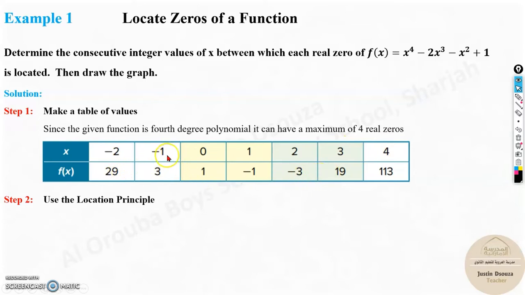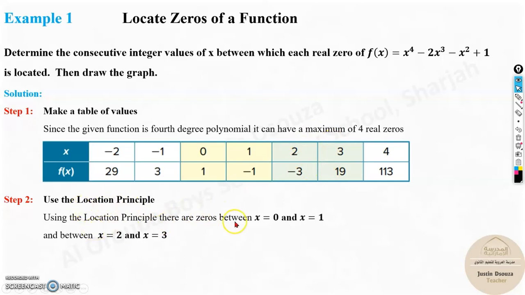So now from here, you can see the sign of f of x, the value of the function, changes sign from where to where. From 0 to 1, it is positive, negative. And again from 2 to 3. So from the location principle, we can say there are zeros between the x value of 0 and 1, and also in between the x value of 2 and 3. So that is the location principle for zeros.